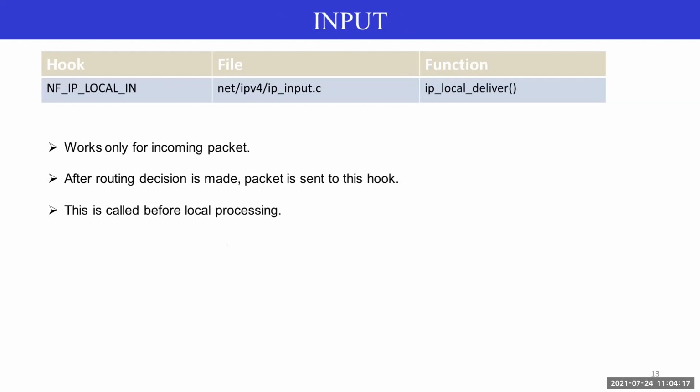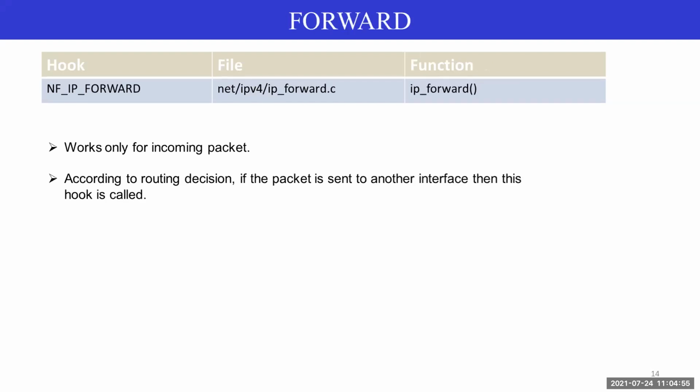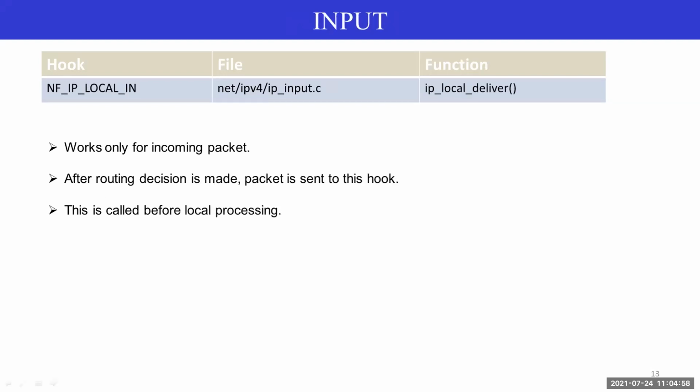So next is local in. This is also for incoming packets, and after the routing decision is made, then local in is called. After all the callback functions of local in are called, if no callback function returns NF drop or NF queue, then the packet will be sent to the upper layer for further processing. I will show you the source code of this one also. But let us first complete this one, or we can check it here.